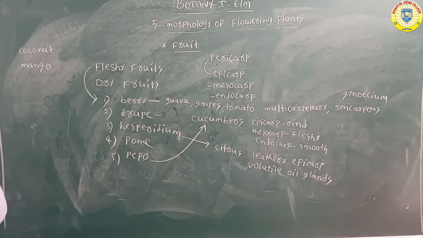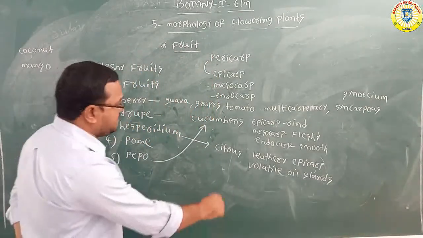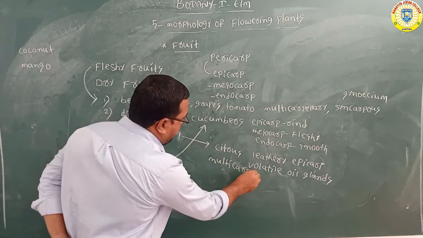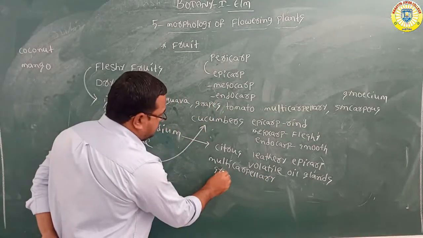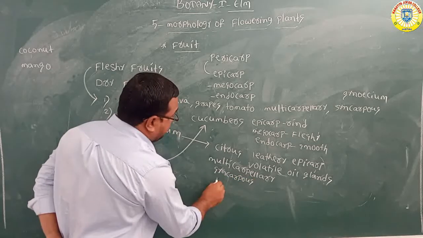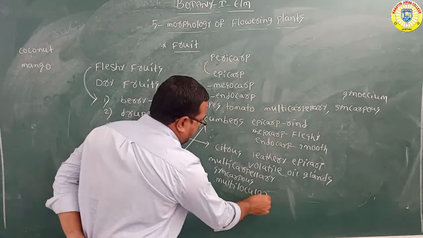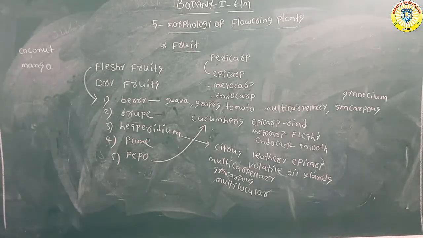So citrus belongs to the hesperidium. Next, this citrus develops from a multicarpellary, syncarpous, multilocular ovary.